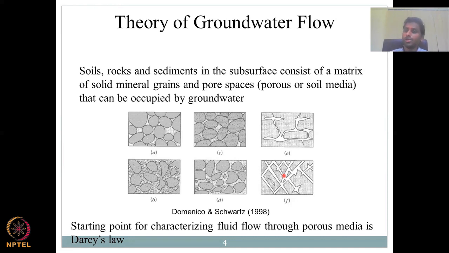So why is it called a fluid? Because in these pore spaces, water can be mixed with air. So that medium, that phase, is called the fluid phase. Fluid flow through porous media is given by Darcy's law. There are only two laws that are most widely used for groundwater studies. One is Darcy's law, the other one is the Richards law, but of these two, Darcy's law is very simple, very effective, and has been used widely across the world.